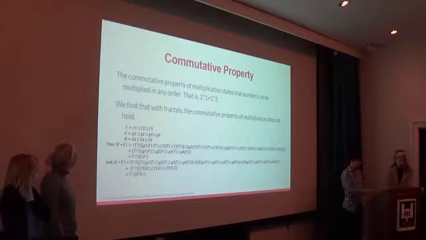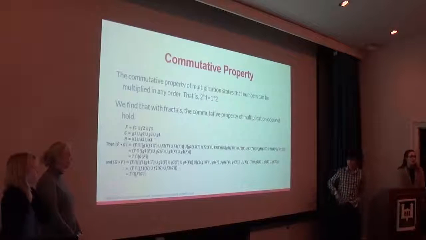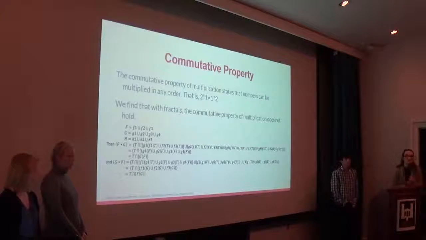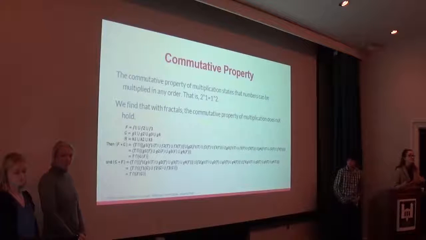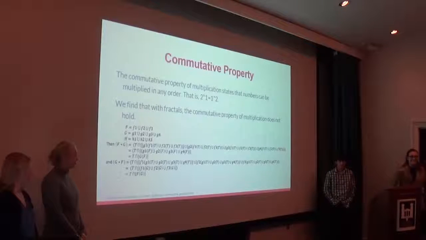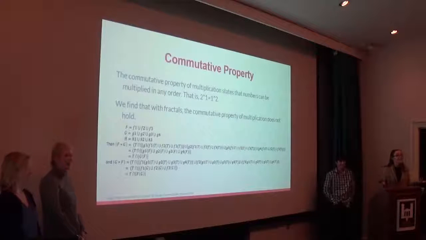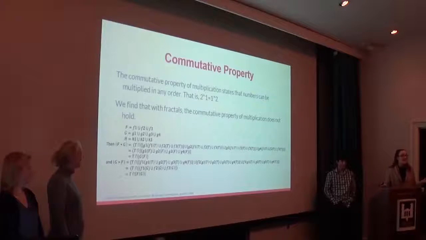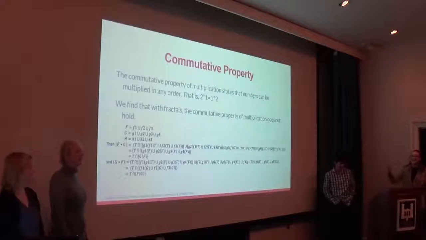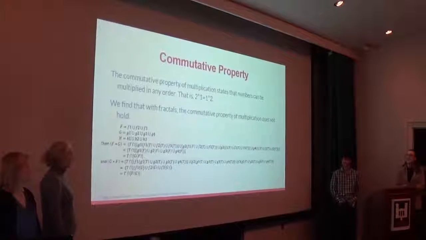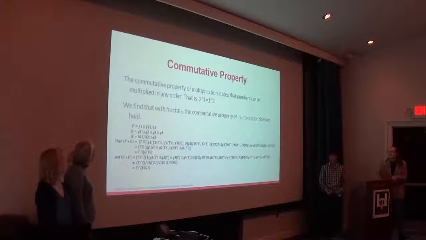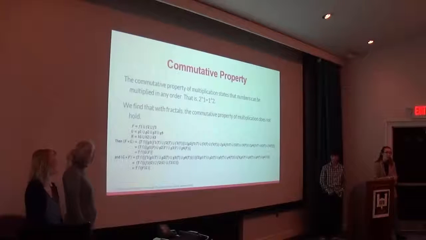So one of the things that we wanted to take a look at with convolving fractals was the commutative property of multiplication. So what is 2 times 1? 2. And what's 1 times 2? 2. So that's how numbers work, right? They have this property. And we find that with our fractals, the commutative property of multiplication actually does not hold.